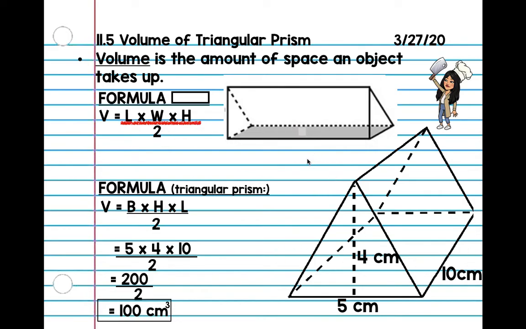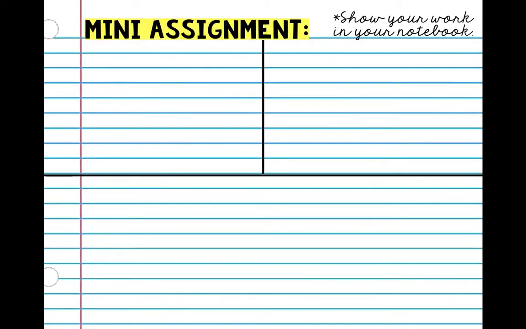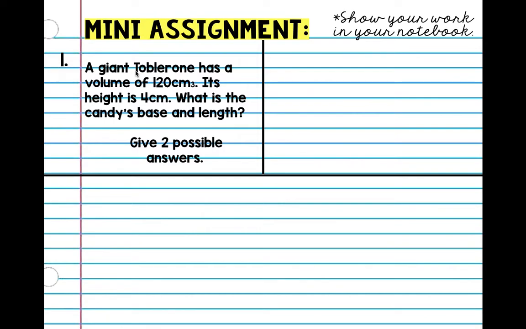All right, so your homework tonight is super easy. We only have 3 questions. Number 1: a giant Toblerone has a volume of 120 centimeters cubed. Its height is 4. What is the candy's base and length? You have to work backwards and figure out 2 possible answers.